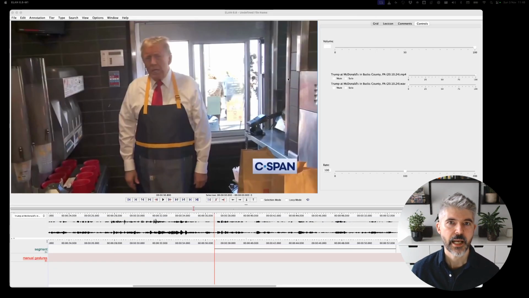So let's look at a concrete example. This is Donald Trump at a campaign stop where he pretends to work at a McDonald's. And in this clip, which I'll play in a moment, we can see he produces two manual gestures.